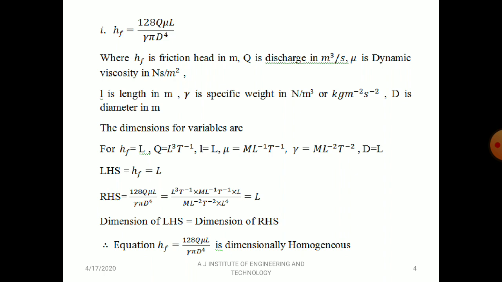So the overall dimension for the RHS becomes L. We can see here that the LHS and RHS dimensions are equal. So the dimension of LHS equals the dimension of RHS. Therefore the equation hf equals 128 Q into mu into L divided by gamma into pi into d to the power 4 is dimensionally homogeneous, because both sides of the equation have the same dimension or the same unit.